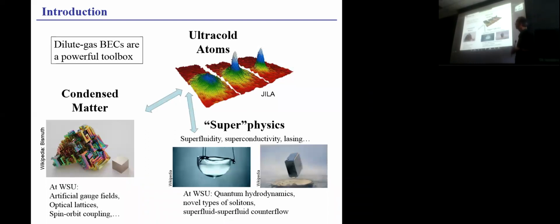So to give you just a very brief introduction, dilute gas Bose-Einstein condensates are a very powerful tool to model complicated phenomena from different areas of physics. Prominently, for example, two areas that we are concerned with are condensed matter physics and superfluid physics, as for example in superfluidity. In condensed matter physics, we are interested in inducing artificial gauge fields in our system. The atoms that we deal with are neutral, but often we want to model systems that have charge or respond to magnetic fields when they move. And we can do this by engineering artificial gauge fields.